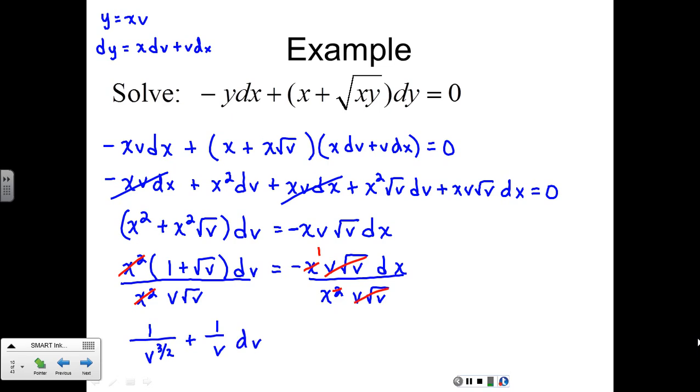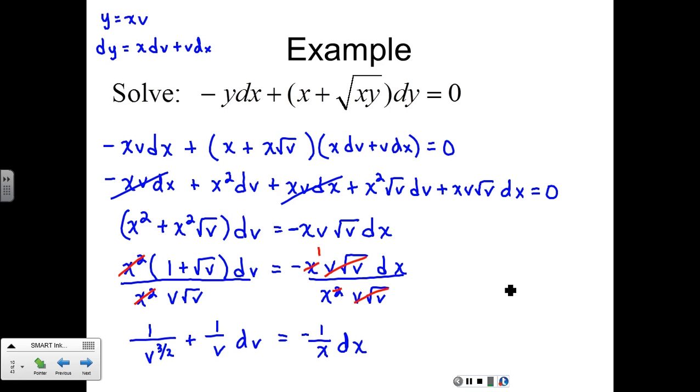Radical v over v radical v, that would just give me 1 over v. And then on this right side, I'll end up with negative 1 over x dx. Let me make sure I gave myself some room here. I did, yay.